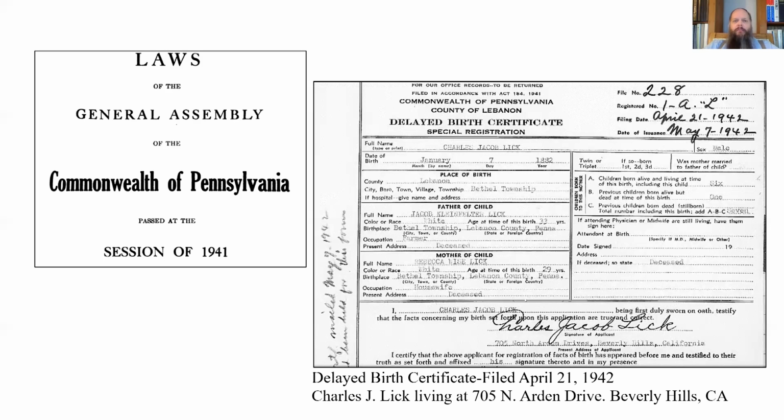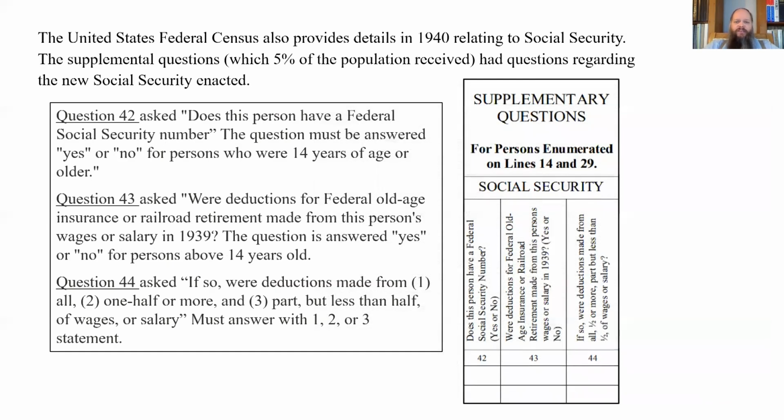In 1941, Pennsylvania began their very earliest birth certificates that were part of delayed births. This example shows one of my relatives who was living in California at the time, and in 1942, he filed his delayed birth certificate in Pennsylvania, and in turn, this was created as part of his permanent record. And then several years later, when he requested his benefits from the Social Security Administration, he was able to provide proof of his birth.